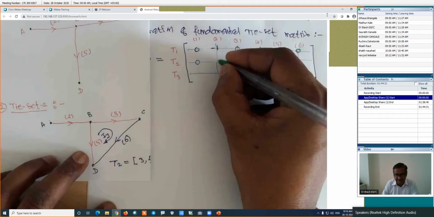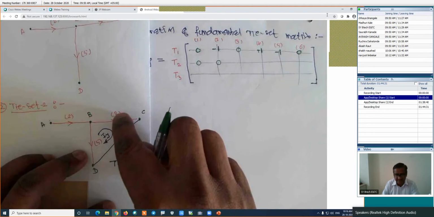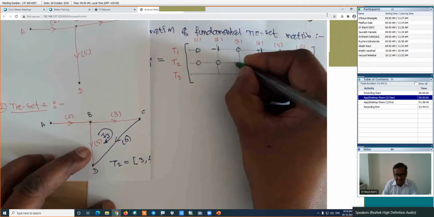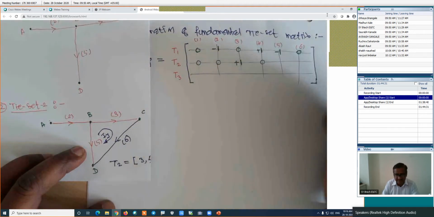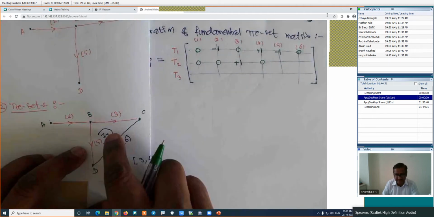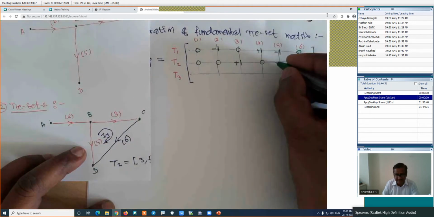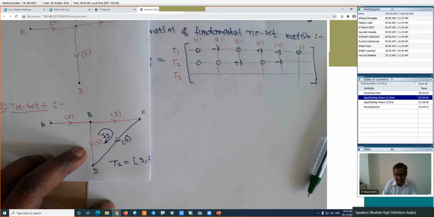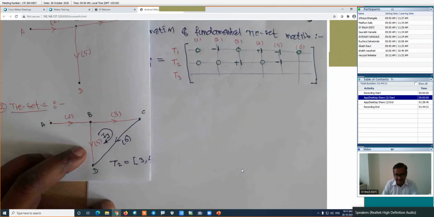Branch number 2 is not part of this. Branch number 3 is part of this loop and its direction is the same as this loop current, so its entry will be +1. Branch number 4 is not part of this loop, so 0. Branch number 5 is part of the loop, but its direction is downward whereas this loop current is upward, so its entry is -1. Similarly, for branch number 6 both directions are the same, so its entry is +1. Those are the entries. Is it right?